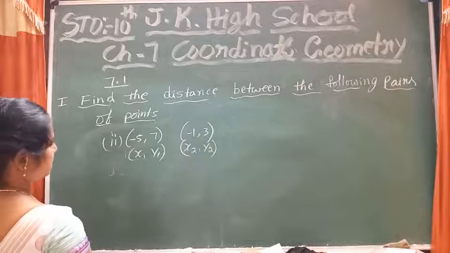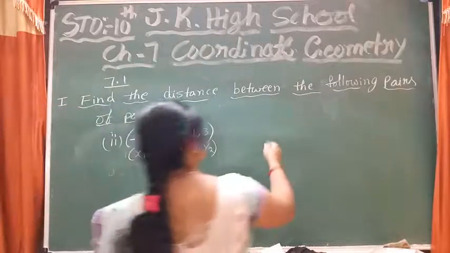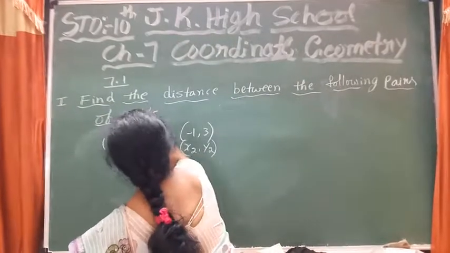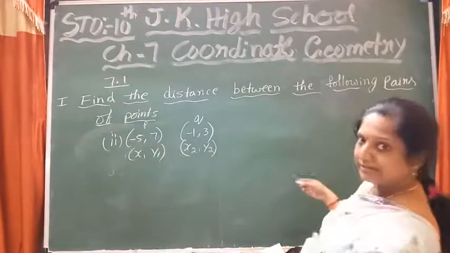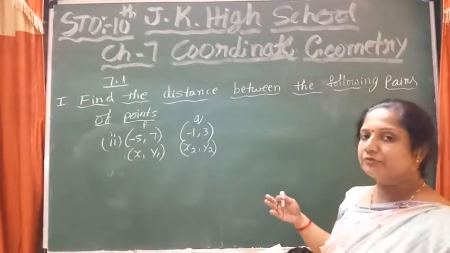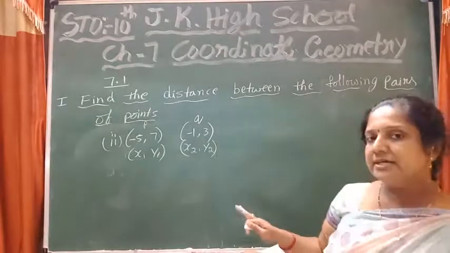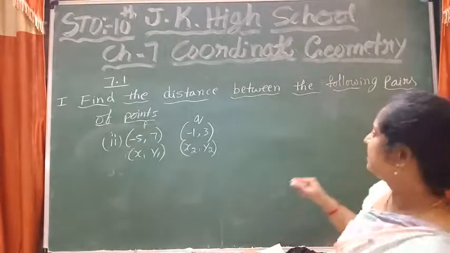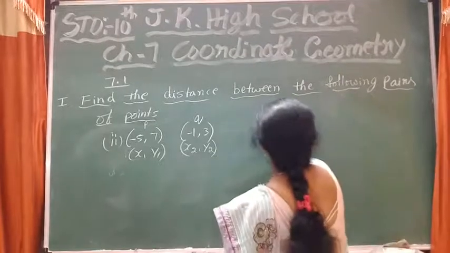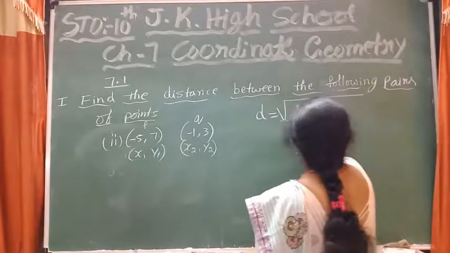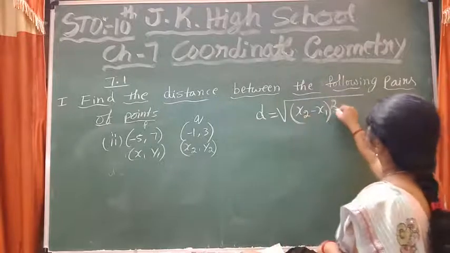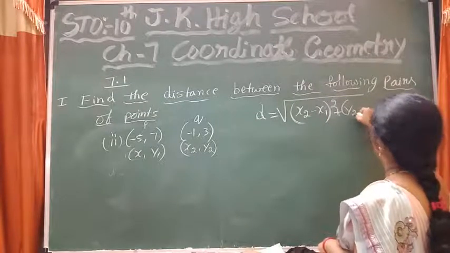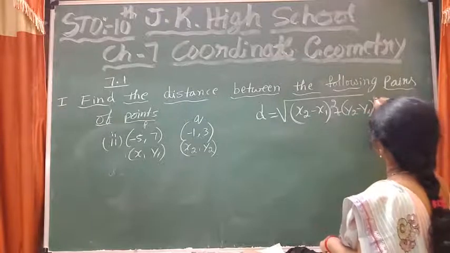So now, what is the formula to find out the distance between these 2 points? Let this point be P and let this point be Q, children. So then you write the distance formula. What is the formula to find out the distance between any 2 points? D is equal to square root of (x2 minus x1) whole square plus (y2 minus y1) whole square.